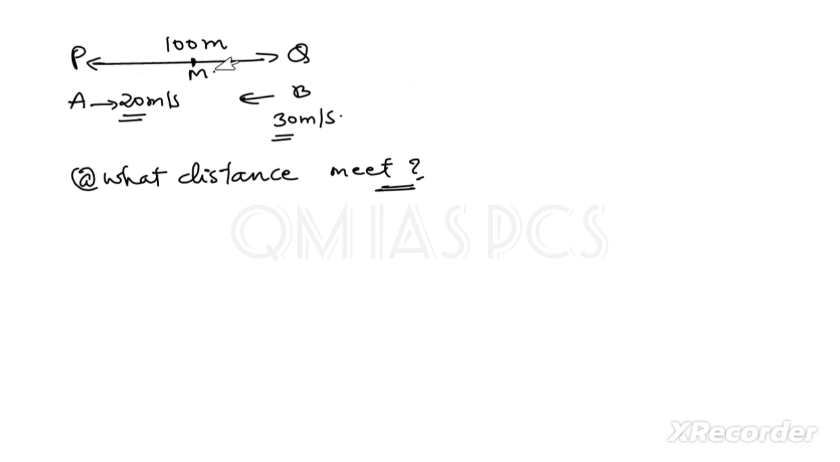If they are meeting at point M, then for P, just consider the time is T. So that time should be the same for Q also. For P and Q both, the time is the same, right? Now what we will do, this is the distance. Let's consider this distance is x and this distance is y. So x plus y is equal to 100, right?